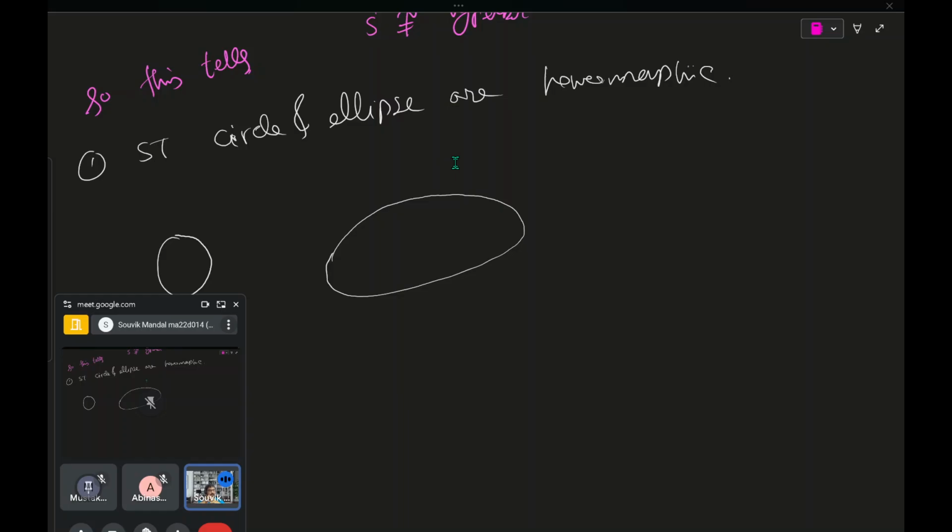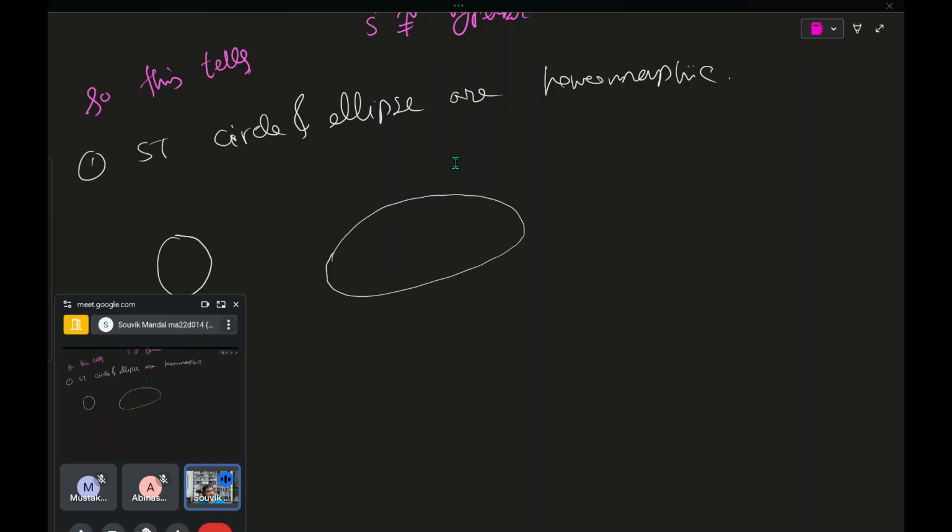Observe that if we take a circle and stretch it slightly from both sides, it will become an ellipse, right? And vice versa. So that's why we can directly say it's homeomorphic. But mathematically, how do we show they're homeomorphic?